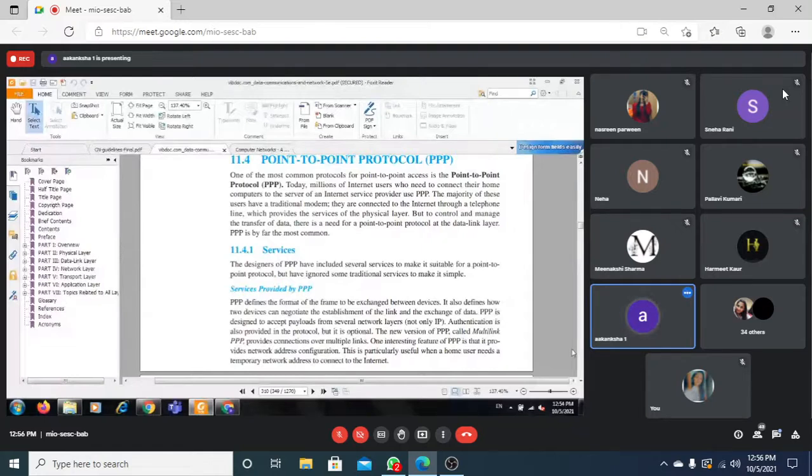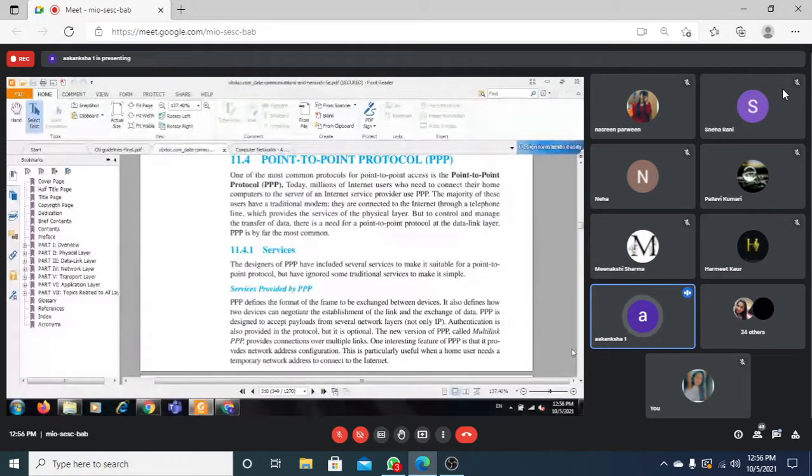So it also describes how two devices can negotiate the establishment of the link and exchange of data. PPP is designed to accept data from several network layers, not only IP. What I mean is, because we are discussing primarily the TCP/IP model, we assume that the network layer is running the IP protocol, but it may happen that some other network layer protocol will be used at the network layer.